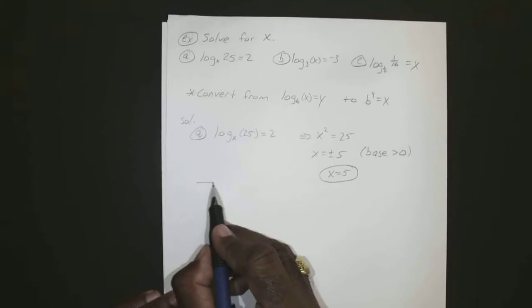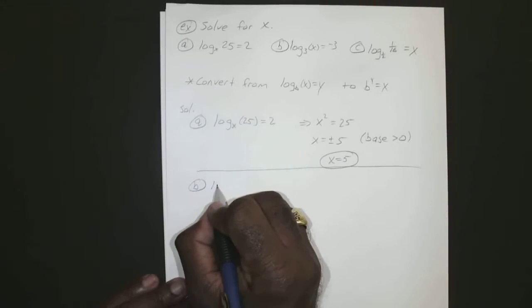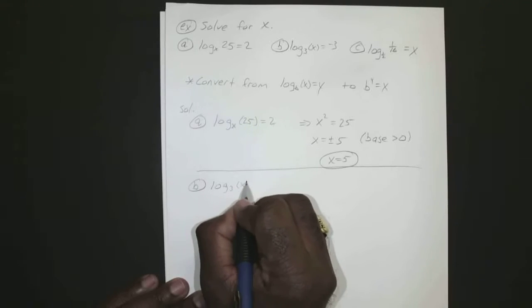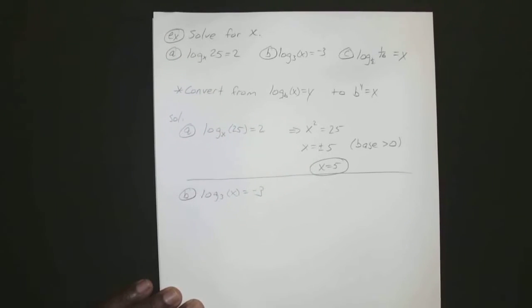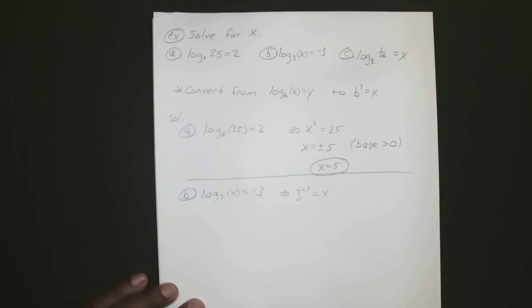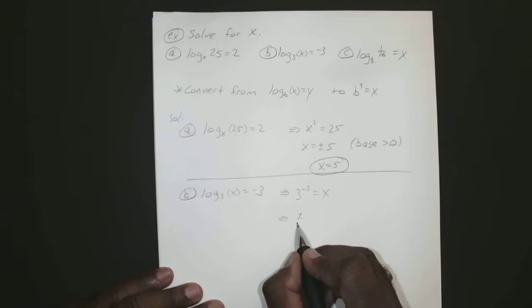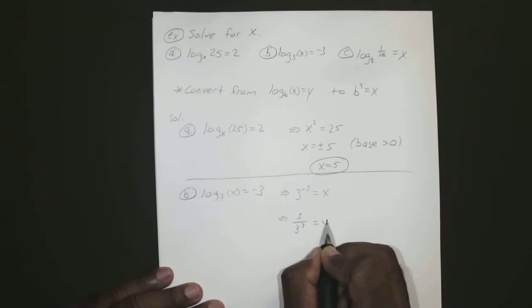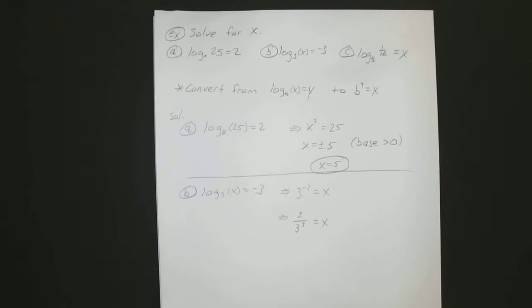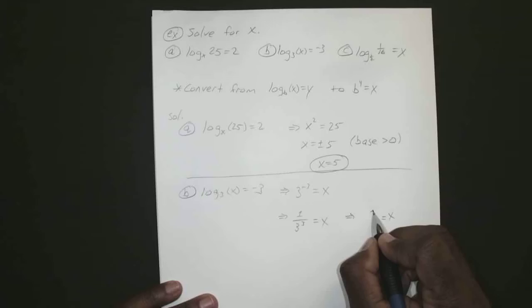Okay, now for B, draw a little separation there. Log base 3 of x equals negative 3. Just 3 to the power of negative 3 equals x. Or you can write it as, since it's a negative exponent, 1 over 3 to the third equals x. Which 3 times 3 times 3 is 27. So you just make it x equals 1 over 27.